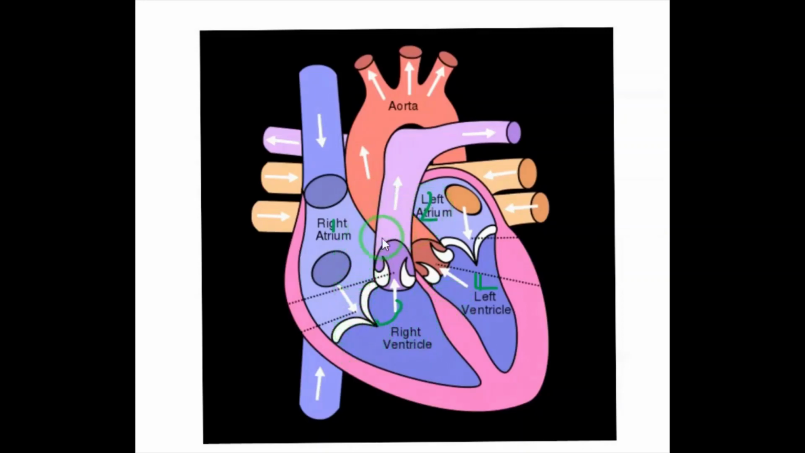These auricles are thin-walled chambers and the ventricles are thick-walled chambers. Understand, children? So four chambers are present. The upper chambers are known as auricles and the lower chambers are known as ventricles. The walls of the auricles are very thin and the walls of the ventricles are thick.